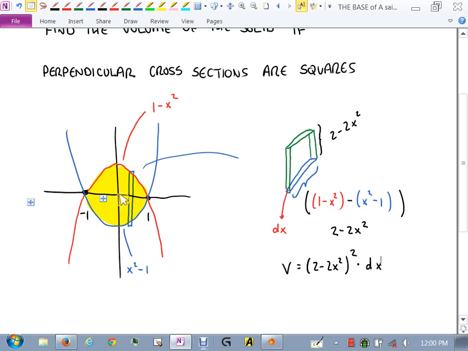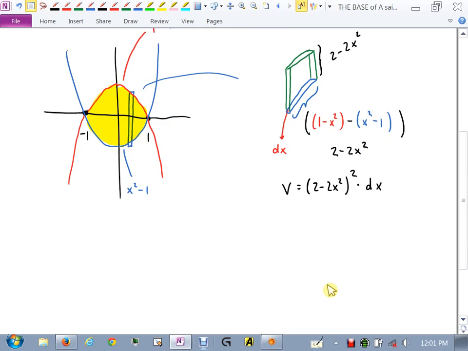What about right in the middle? What's x in the middle? 0, right? So what's this length? 2. Plug 0 in here. What would you get? 2 squared, 4 times how wide it is. I hope that makes sense, but the formula is actually matching what's happening as you're moving from left to right. So to actually move left to right and add them all up is where we come in with the integral.